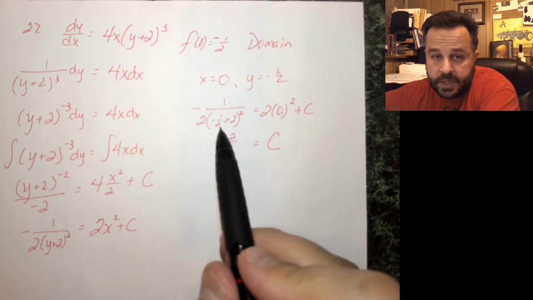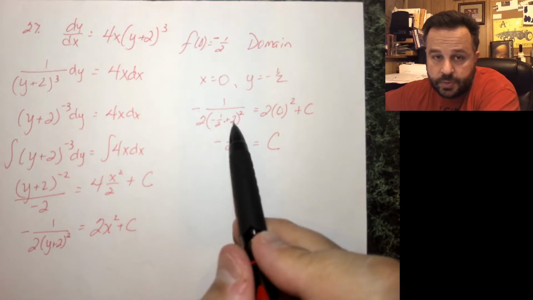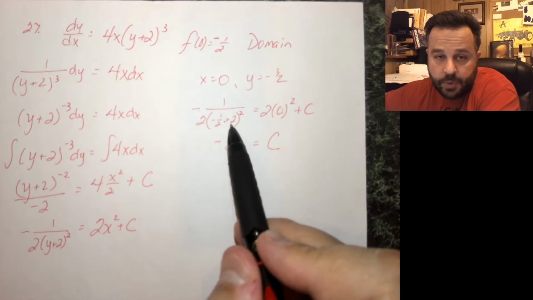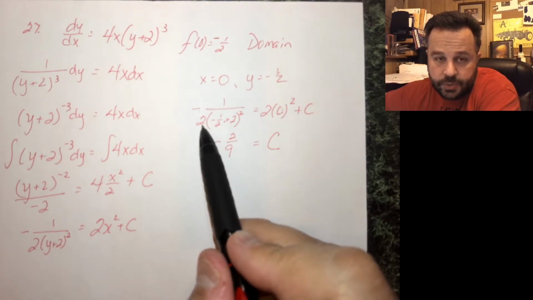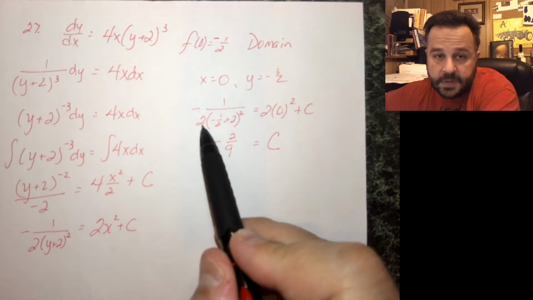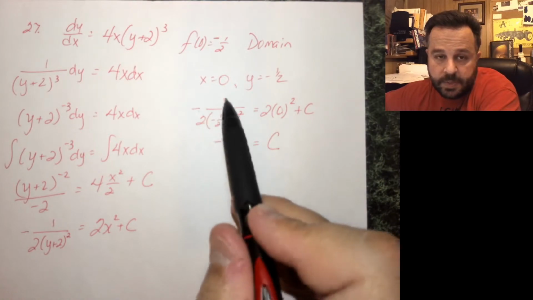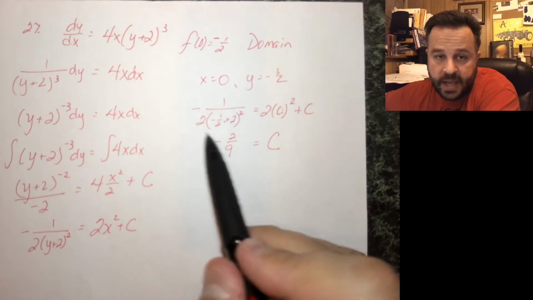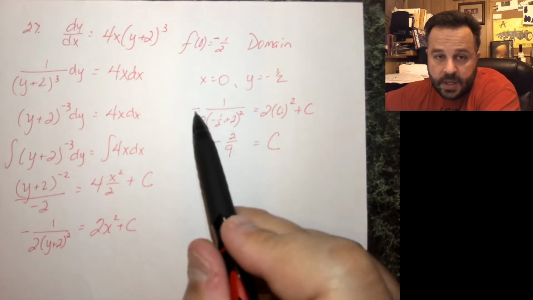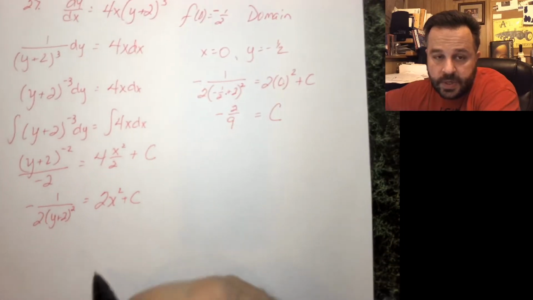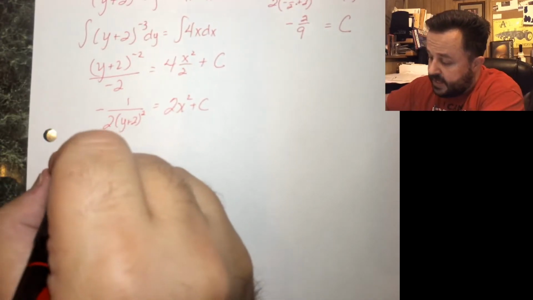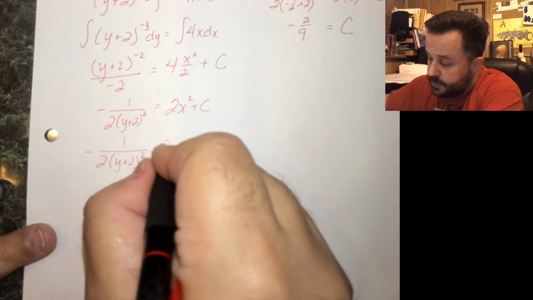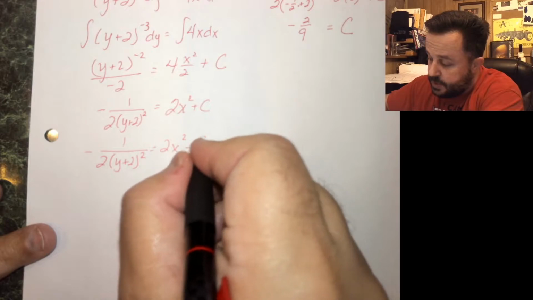Let me just run that through one more time for you. Negative 1/2 plus 2 is 3/2, 1.5. Squared gives me 9/4. Times 2 is 18/4, or 9/2. 1 over something means the reciprocal of that something. So the reciprocal of 9/2 is 2/9, and we're negating that. So c is equal to negative 2/9. So we come back down here: negative 1 over 2, (y + 2) squared equals 2x squared minus 2/9.